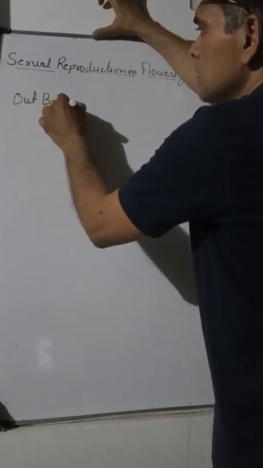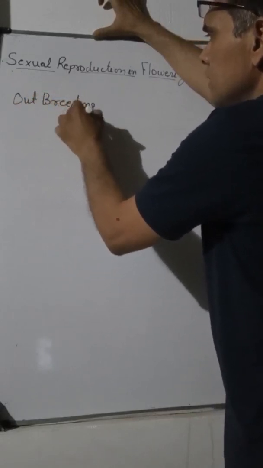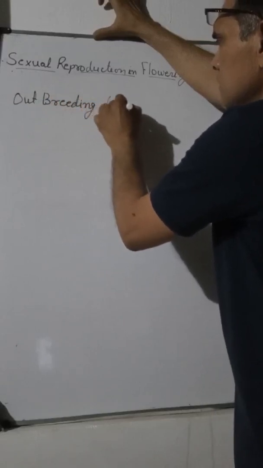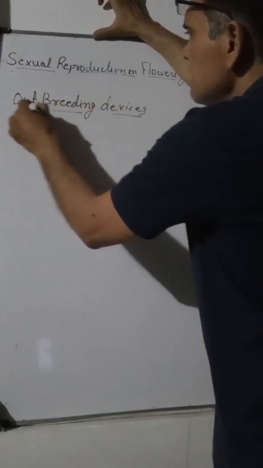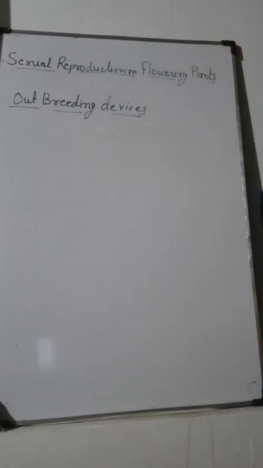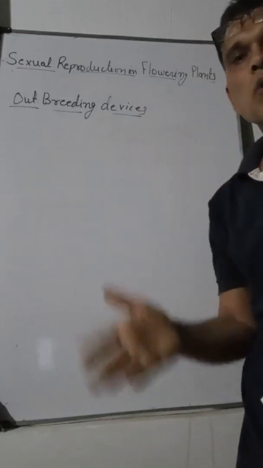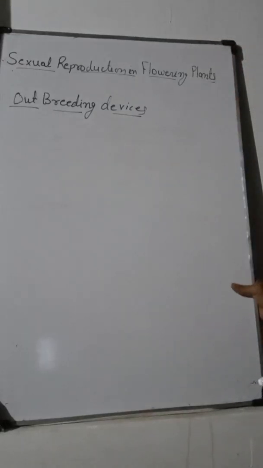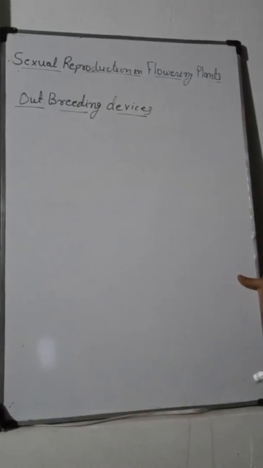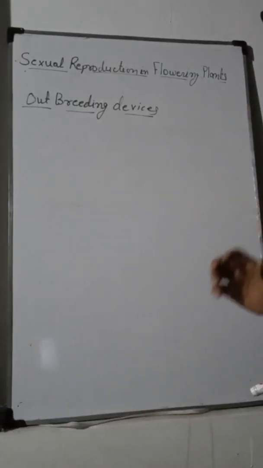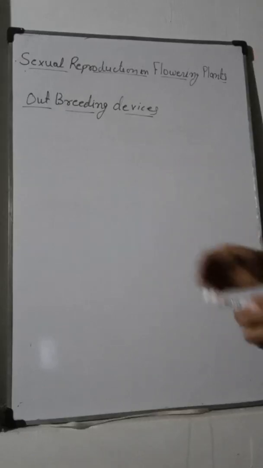Outbreeding devices. What are outbreeding devices? Outbreeding devices are the devices which prevent self pollination and enhance cross pollination. The devices that help in cross pollination are known as outbreeding devices.